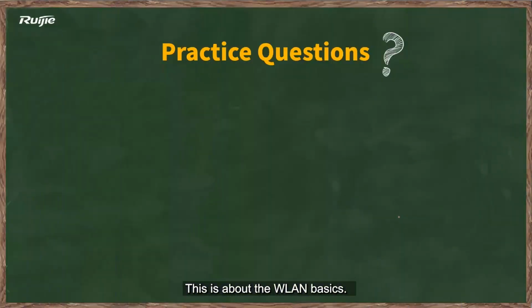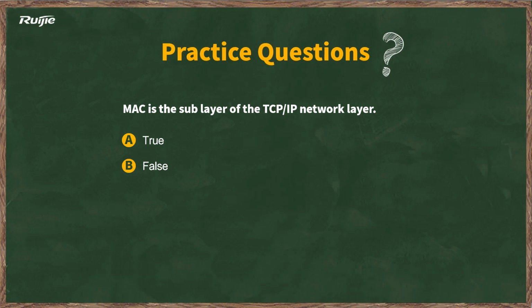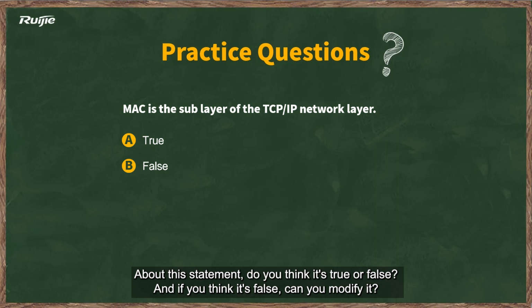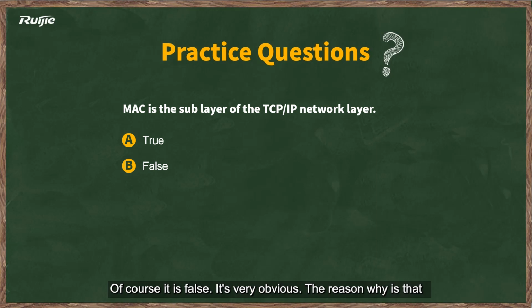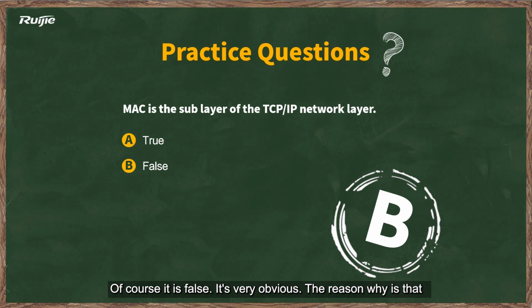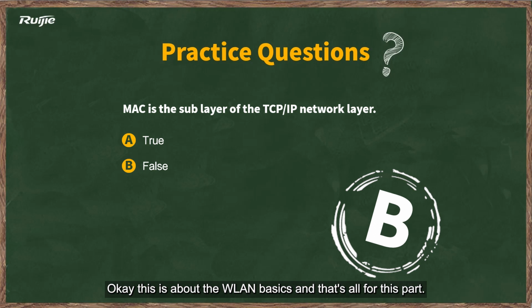Okay, this is about the WLAN basics, and about this part, here is a question. MAC is a sublayer of the TCP/IP network layer. About this statement, do you think it's true or false? And if you think it's false, can you modify it? Okay, of course, it's false, right? It's very obvious. The reason is that MAC is a sublayer of the TCP/IP data link layer, not the network layer, right? Data link. Okay, this is about the WLAN basics, and that's all for this part.